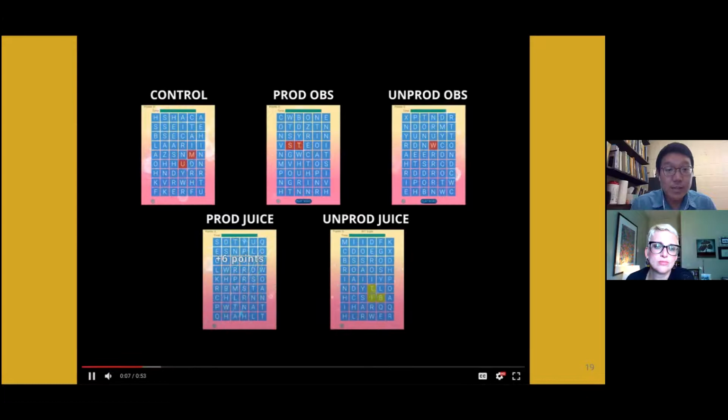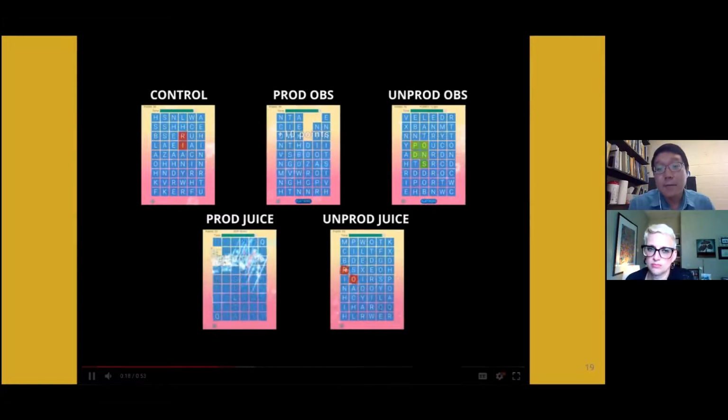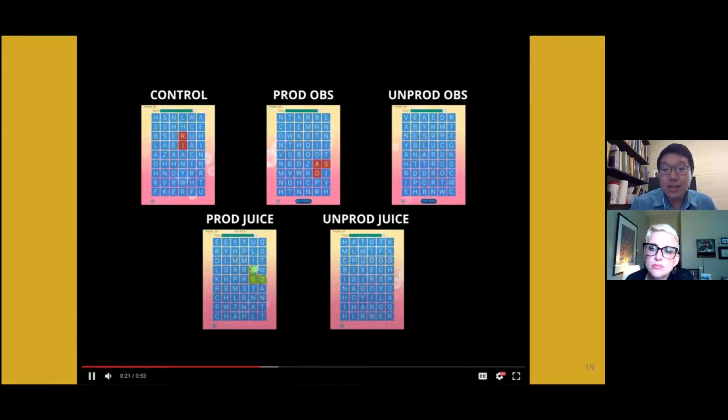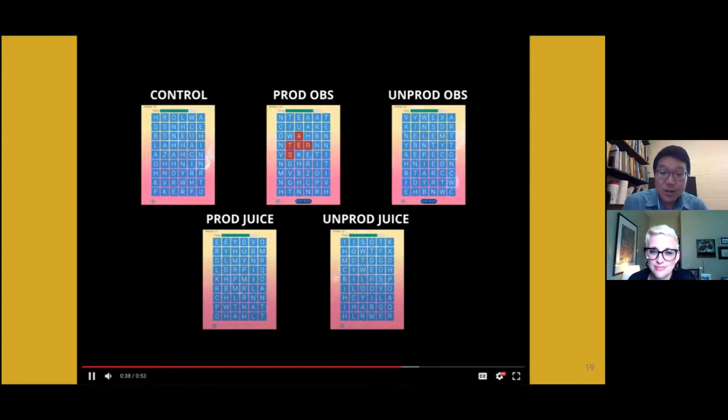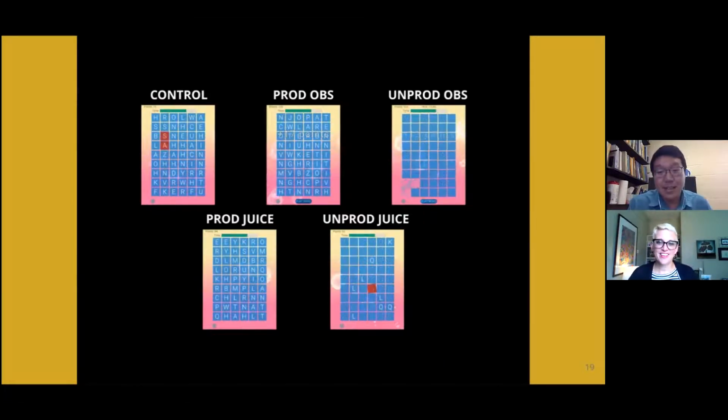So the control here is basically with no extra special effects. The productive obstruction here adds a button that you have to click. So it adds an obstruction that slows you down. And then the unproductive obstruction makes it so that you have to click each letter individually and you can't drag and slide to select. Productive juice adds extra animations and features like sparkle effects and particle explosions. And the unproductive juice adds a lot of distracting animations and screen shaking so that it might distract the player as they play the game.